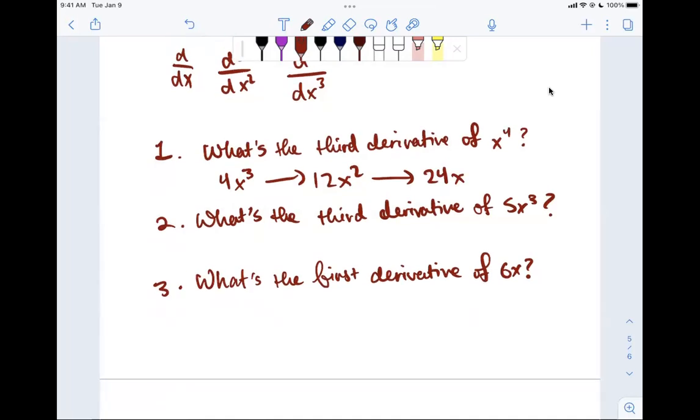The second one's similar, so we start with 5x cubed. Differentiate once, 3 gets pulled down. 3 times 5 is 15, so that's 15x squared. Okay, do that again. The 2 gets pulled down. 2 times 15 is 30x. And one more time, that's just 30x, so you can think of that as 30x to the 1. The 1 gets pulled down and becomes a 0, so that's just going to be 30, with x to the 0, which is just 1.